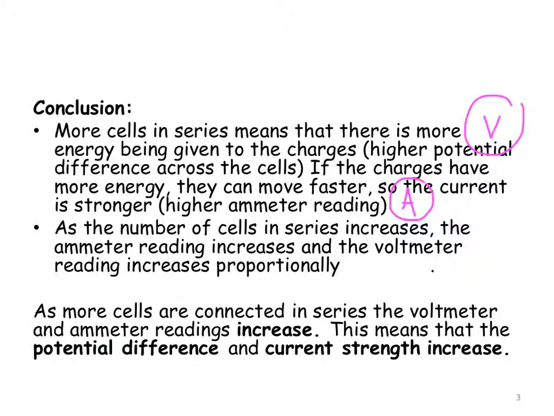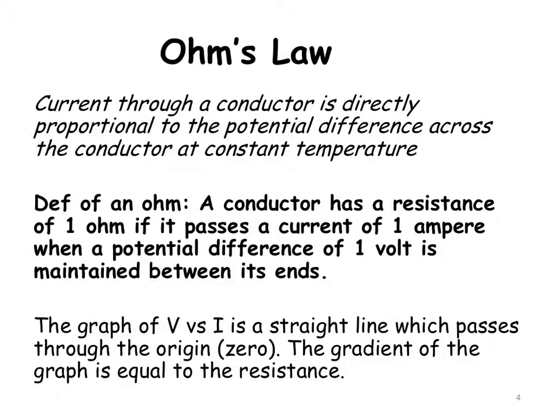So how am I going to ask you questions about this? You need to know something called Ohm's law. Ohm's law says that the current through a conductor is directly proportional to the potential difference across that conductor as long as the temperature stays constant. So there's this thing called an ohm, and we learnt about it in grade 9. An ohm is equal to 1 volt per 1 amp. So in other words, resistance is equal to potential difference over current. And we learned that very simply in grade 9 as well.